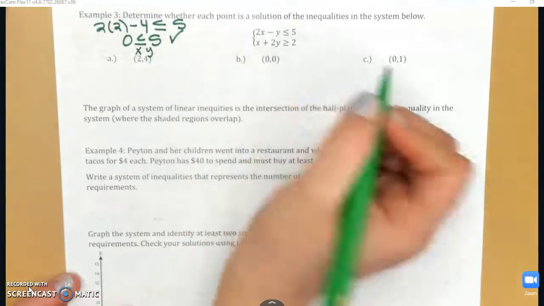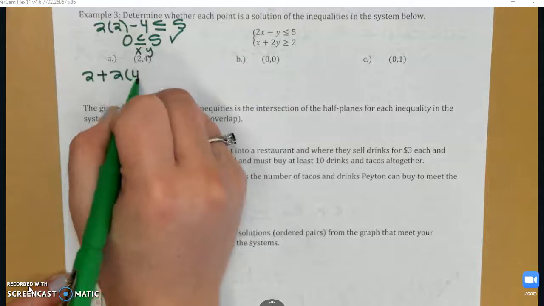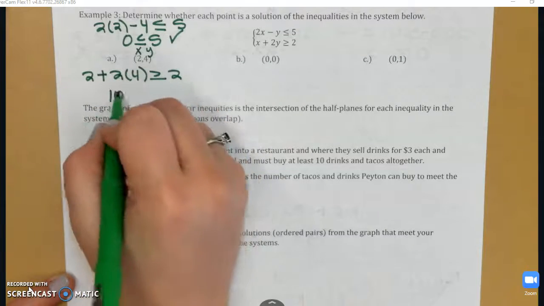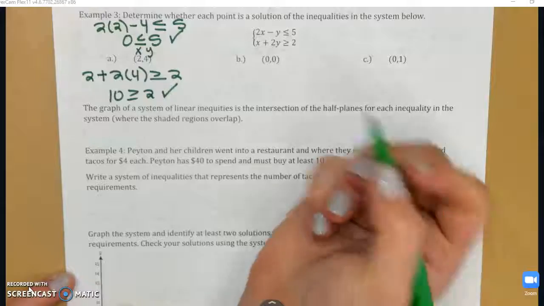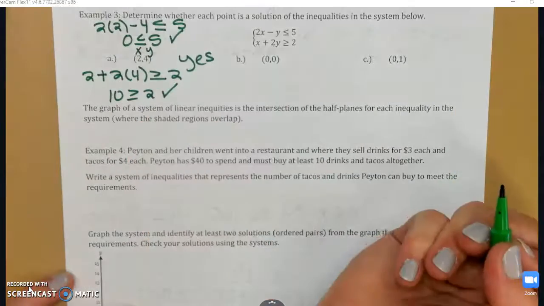Now I need to test it in my second inequality. It's going to be 2 plus 2 times 4 needs to be greater than or equal to 2. That's going to be 2 plus 8, which is 10. 10 is greater than 2, so yes, this is a solution.